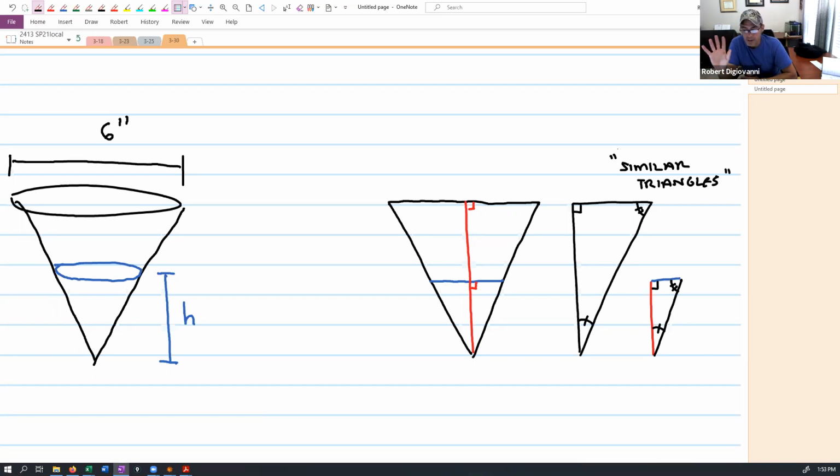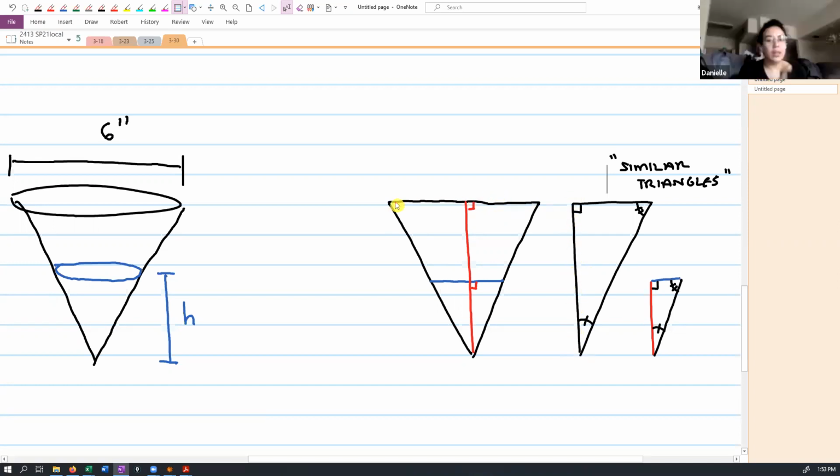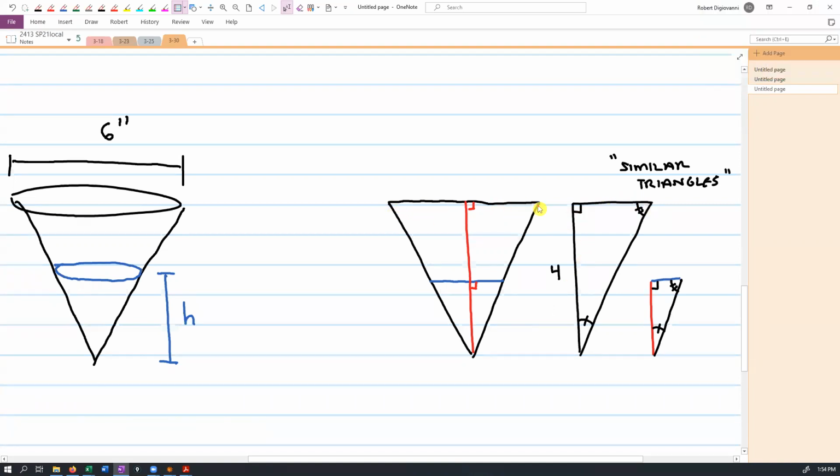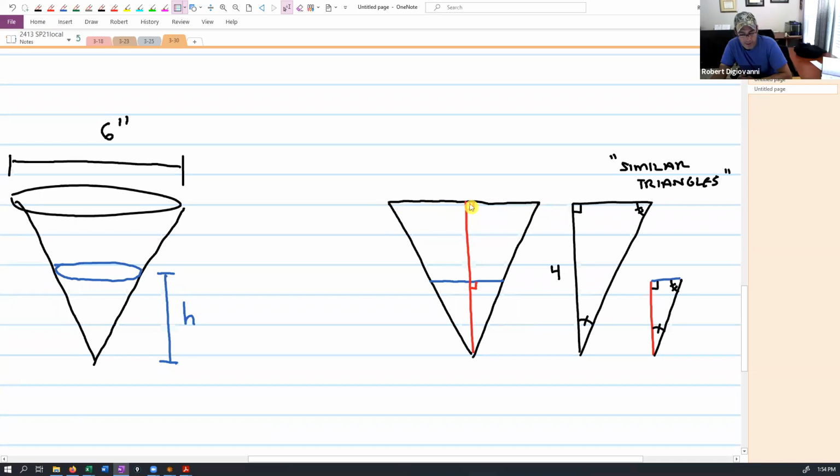Before I get to the property, let me see if we can label some things. Do we know this side of this triangle? This right here, this is the cone, right? 4 inches. Right, my bad, it's 4 inches. And then do we know how wide this part is? 6. 3 inches. The whole thing is 6, so we cut it in half. So this is 3.